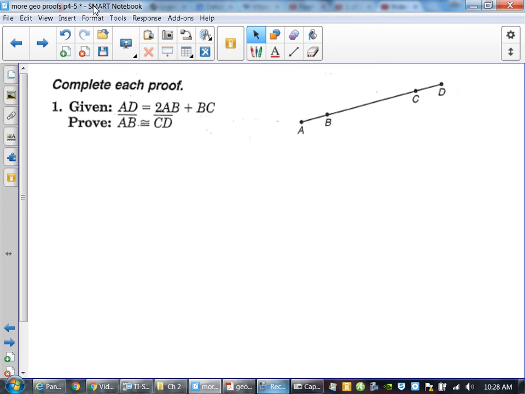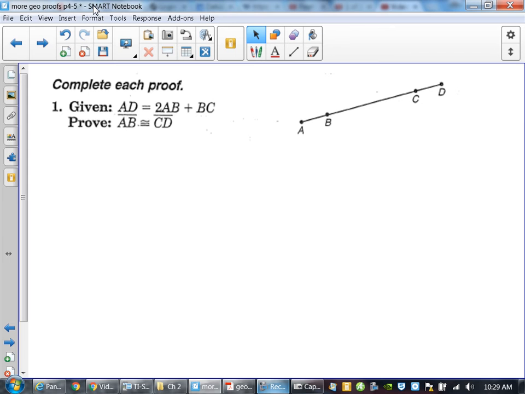AB plus AB. AB plus AB, very good. So 2 times AB is just multiplication, okay? Which means I can rewrite that as AB and AB. That's what I need to think of, because looking at the problem, they are talking about segments.